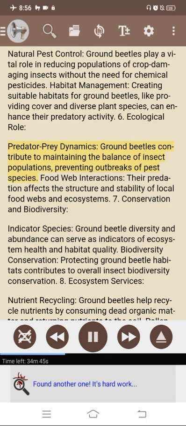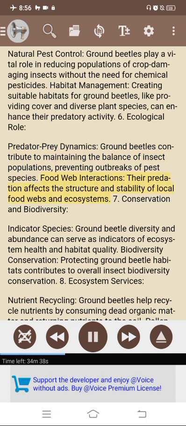6. Ecological role. Predator-prey dynamics. Ground beetles contribute to maintaining the balance of insect populations, preventing outbreaks of pest species. Food web interactions. Their predation affects the structure and stability of local food webs and ecosystems.